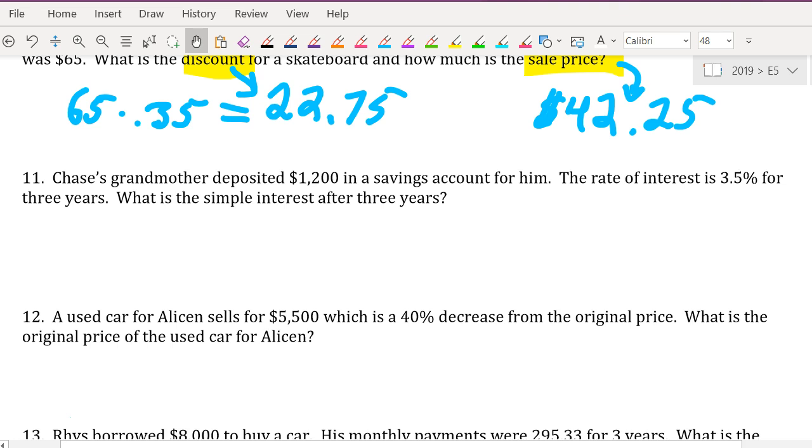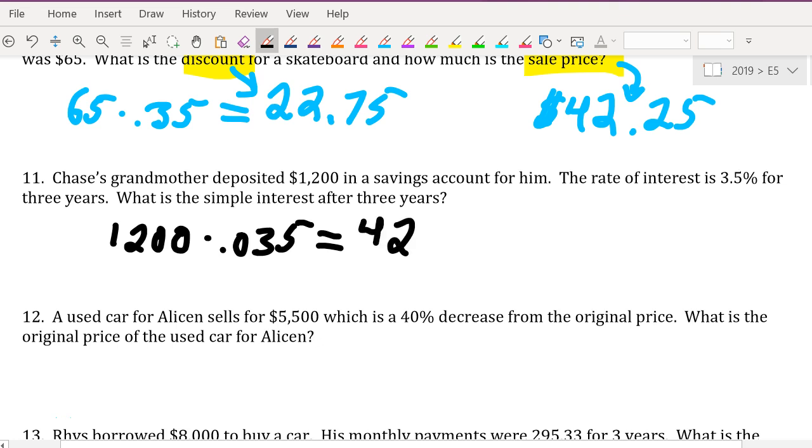How about Joshua? You don't volunteer now. What do you think? $1,200 in the savings plan, 3.5% simple interest for 3 years. You do 1,200 times 3.5%, which is... And then times that by 3. So that would be, I think it's 42. And then we go times 3, and that makes 126.